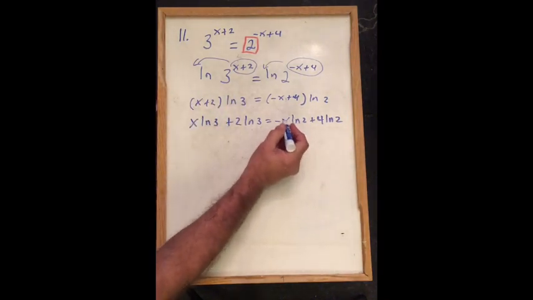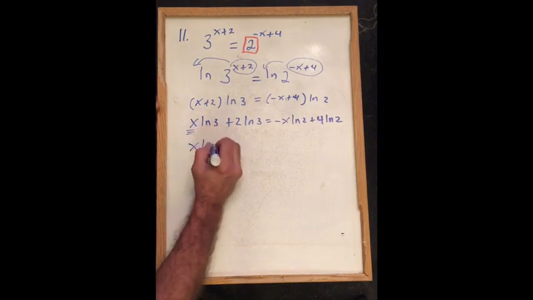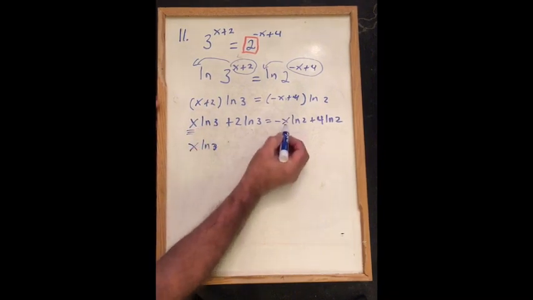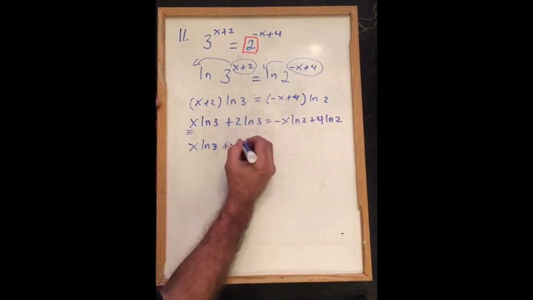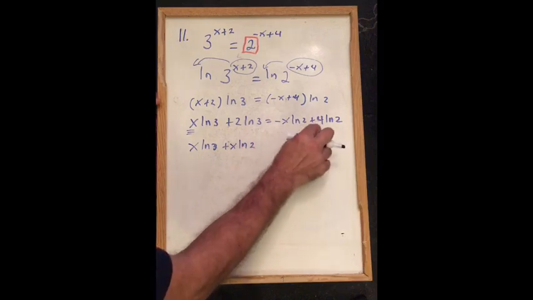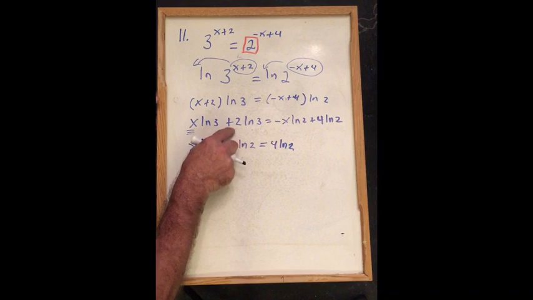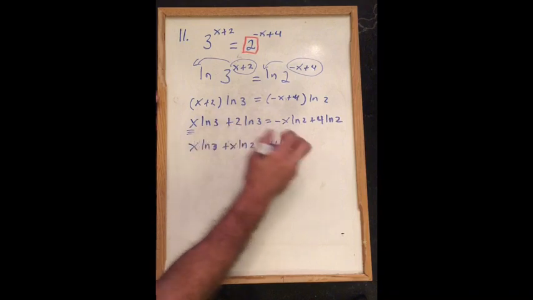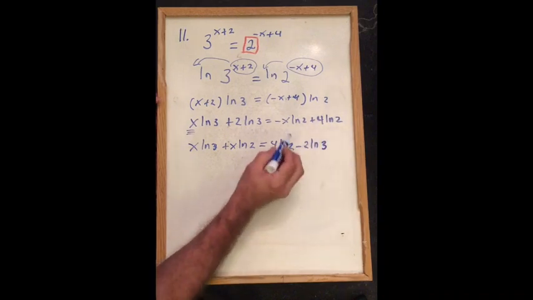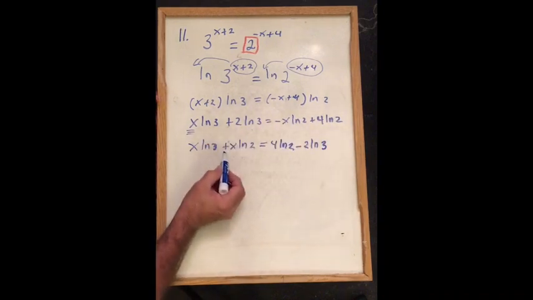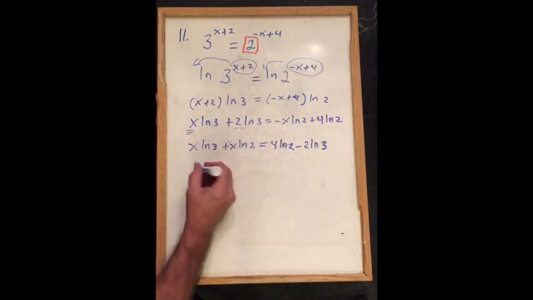Now I'm going to group everything that has an x in it on the left-hand side. This one has an x right there. So x ln of 3. This has an x right there. It's negative, so over here it'll be positive when I add it to both sides. And ln of 2. Now over here I still have a 4 ln of 2. And I'm going to subtract 2 ln of 3. In other words, this one came over here and became positive. This term went over there and became negative. Then I'm going to factor out an x.